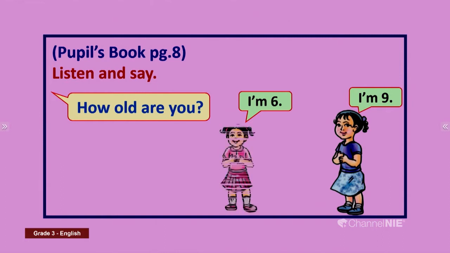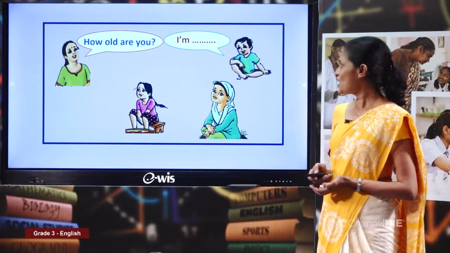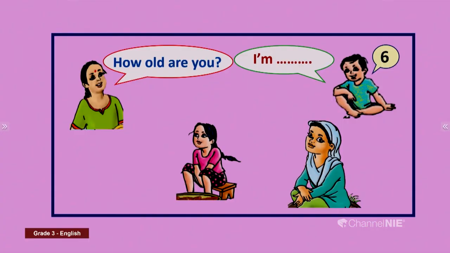Again. How old are you? I am 6. How old are you? I am 9. Now children, let's practice. How old are you? I am 6. I am 9. I am 8. How old are you? I am 6. How old are you? I am 9. How old are you? I am 8.